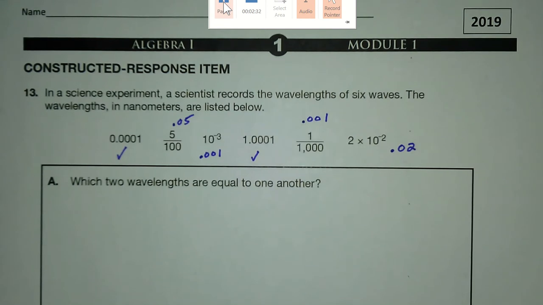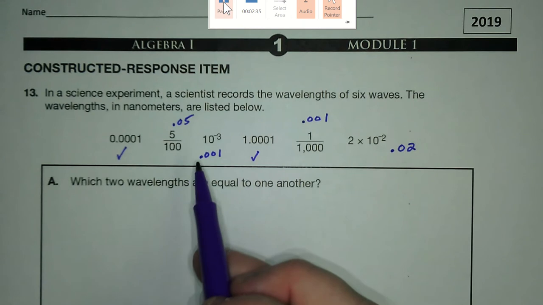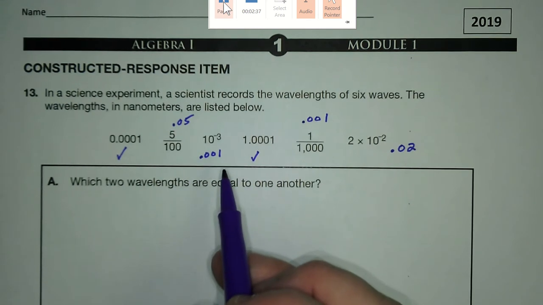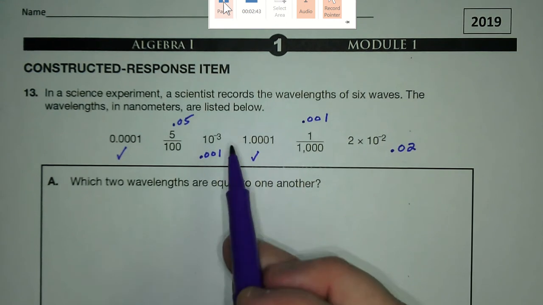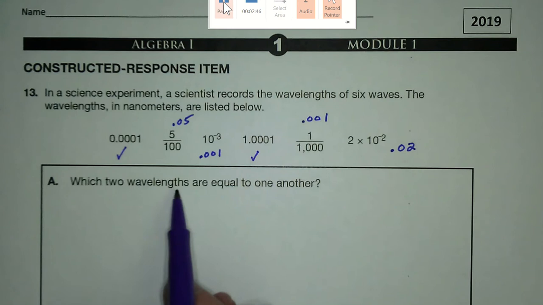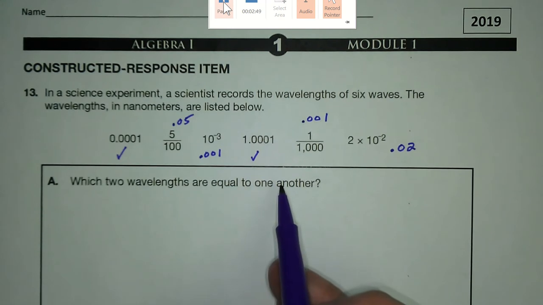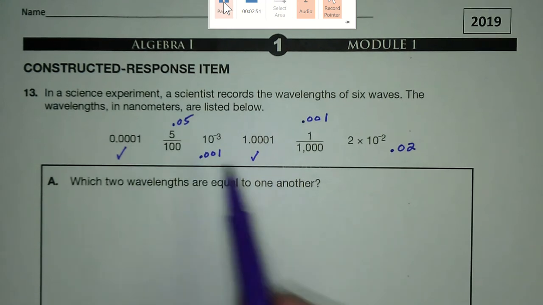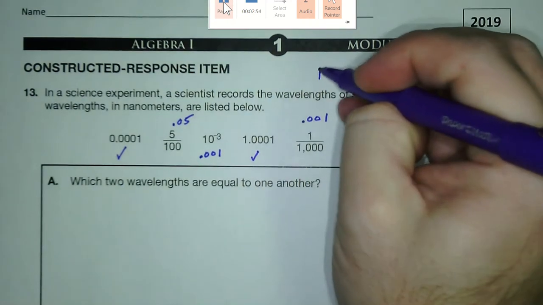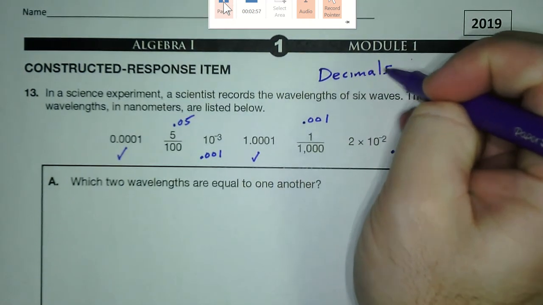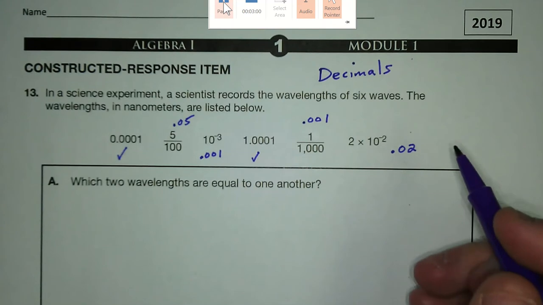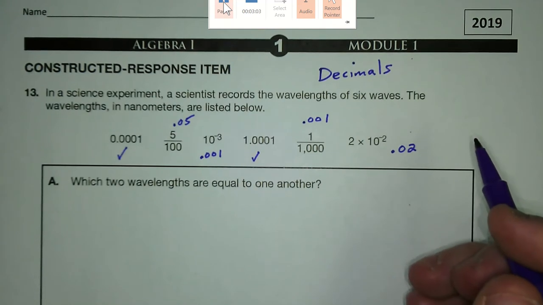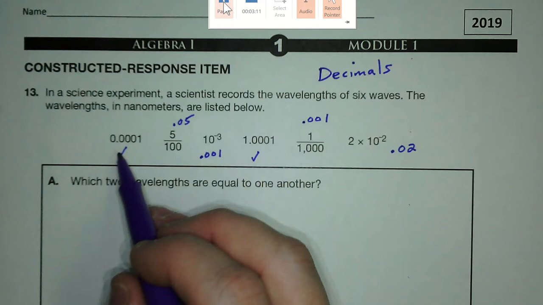my advice when it comes to problems like this where you have to compare certain numbers to other numbers so that you can put them in order from least to greatest, or a question like this where they're asking which 2 wavelengths are actually equal to one another, you want to pretty much change them all to decimals. Again, my advice is that it's always easiest to compare numbers to each other when they are in decimals. Anyway, this one's already a decimal, so that one's good to go.